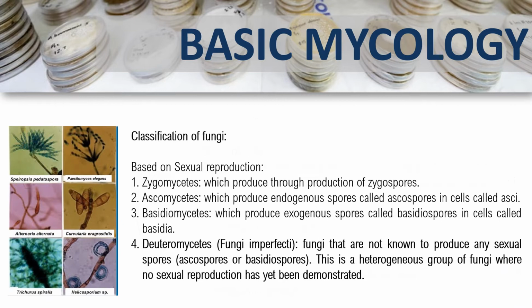And lastly, class, based on the sexual reproduction, yung apat natin class, you have your Deuteromycetes or fungi imperfecti. So fungi that do not belong to the mentioned above class, so they are classified as fungi imperfecti. This is a heterogeneous group of fungi where no sexual reproduction has yet been demonstrated. So apat yun class, huwag kakalimutan. Una, Zygomycetes, Ascomycetes, Basidiomycetes, at yung pang-apat naman class, you have your fungi imperfecti.